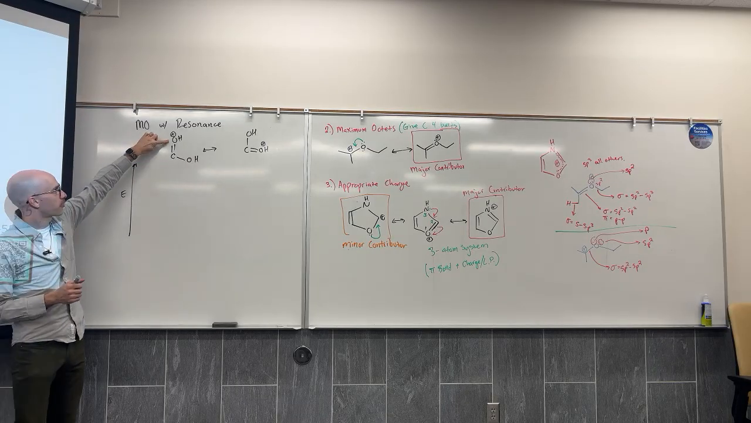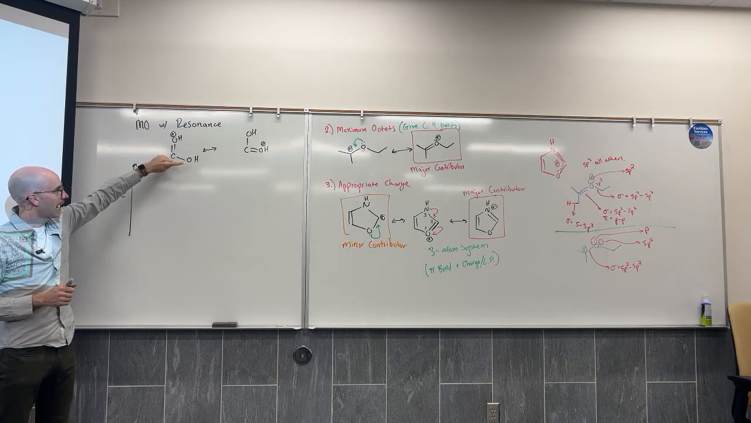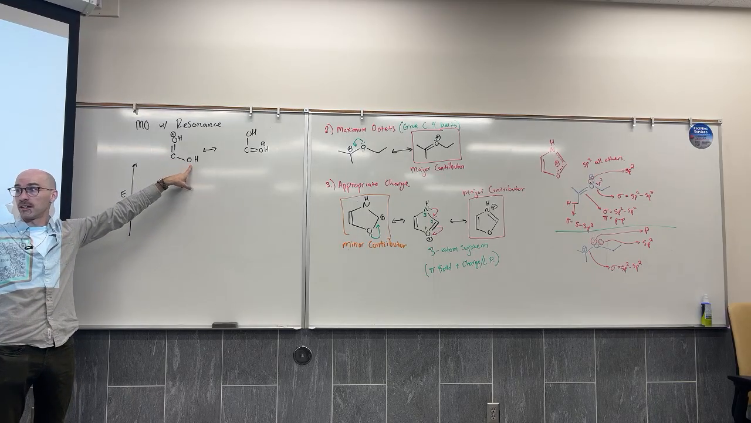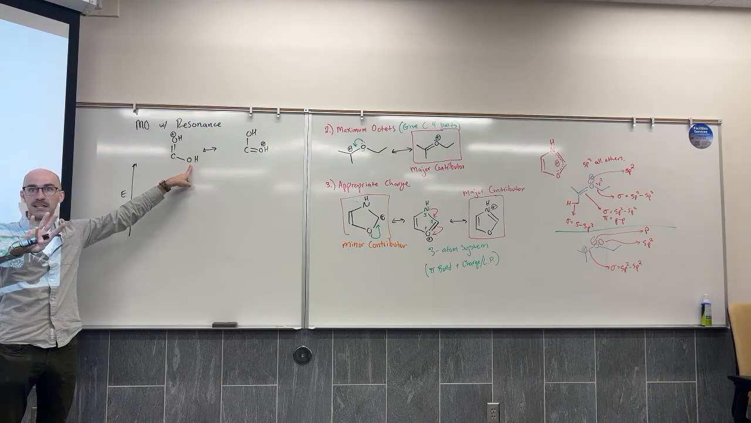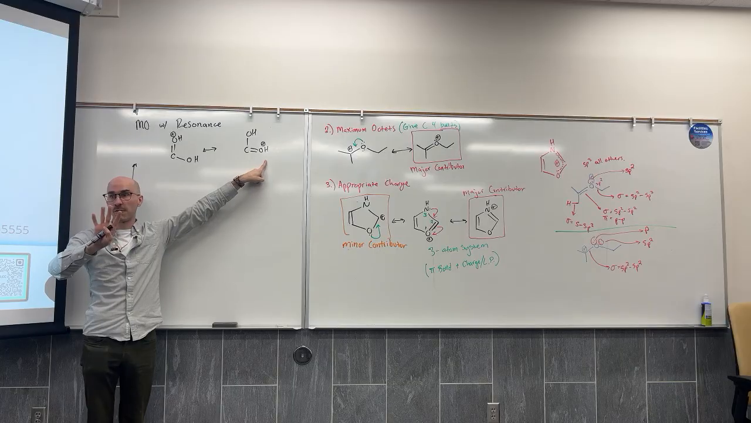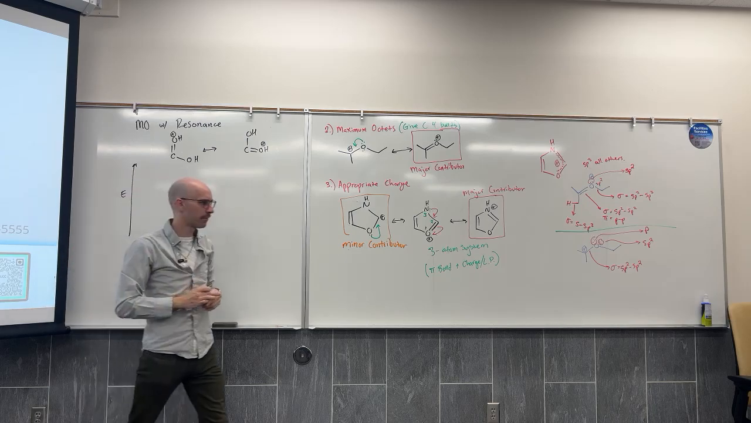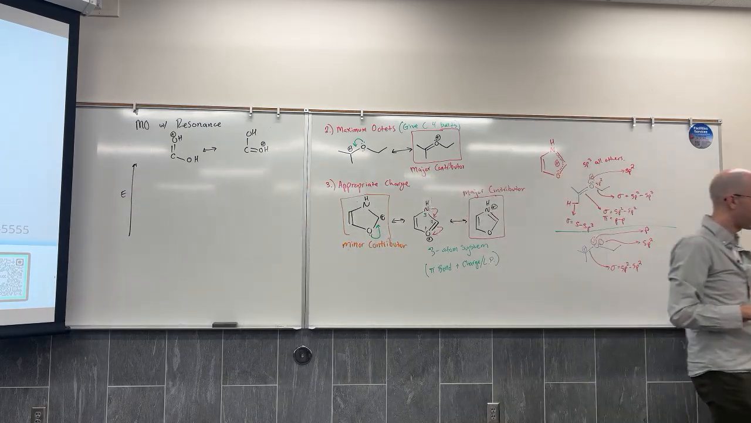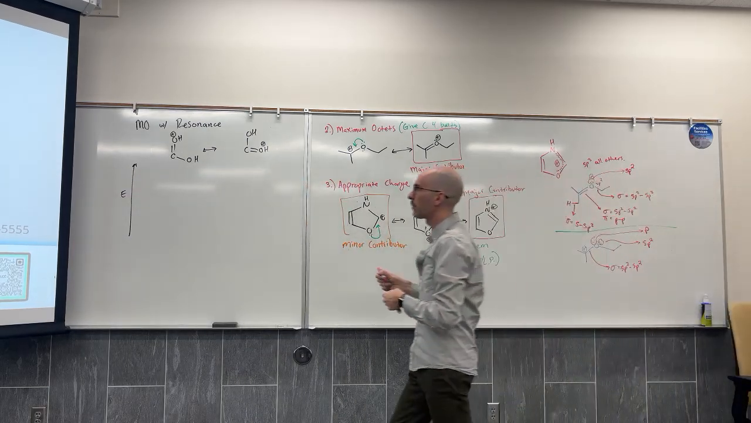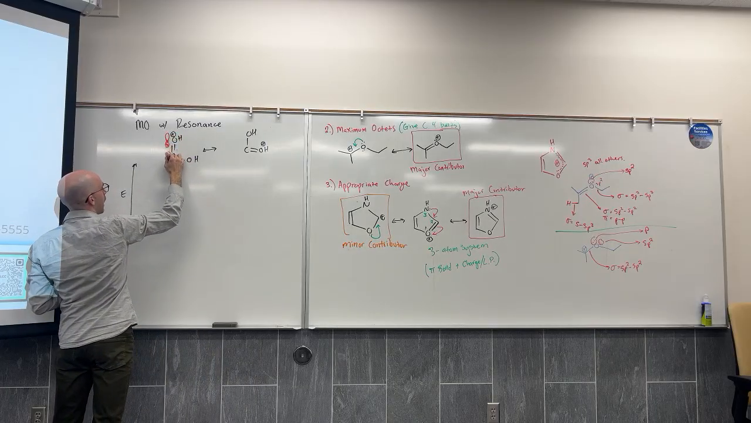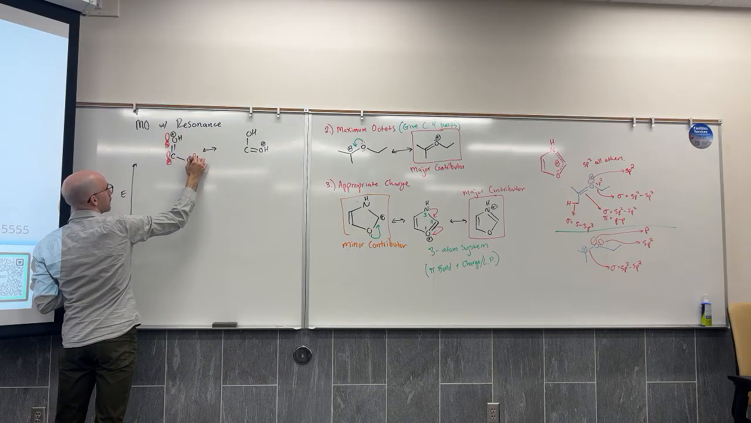So in this 3-atom system, I know that this oxygen looks like it's sp3. We can use our rules. 2 non-bonding pairs, 2 bonding pairs, sp3 hybridized. But we know that it's in a resonance form, so it can't be sp3 hybridized. It must be sp2 the whole time. That means that I have an unhybridized p orbital on all 3 of my atoms at the same time.